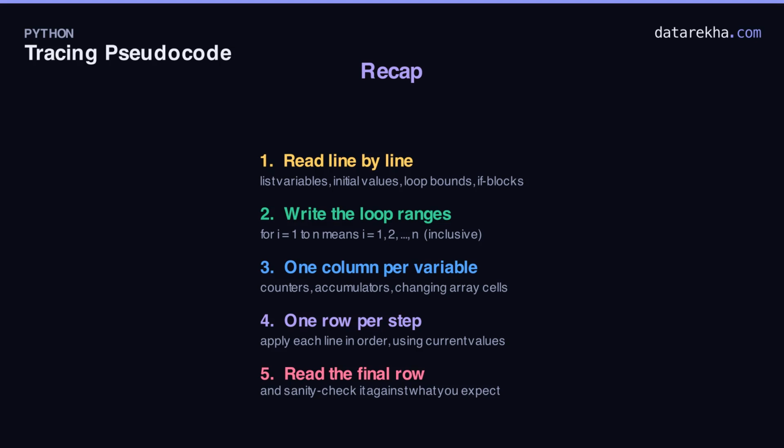Then sanity check it. Do a dry run like this, and predicting what any algorithm does stops being a guess and becomes a reliable mechanical skill. That is the doorway into algorithms.